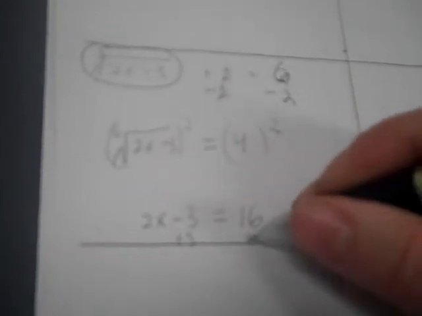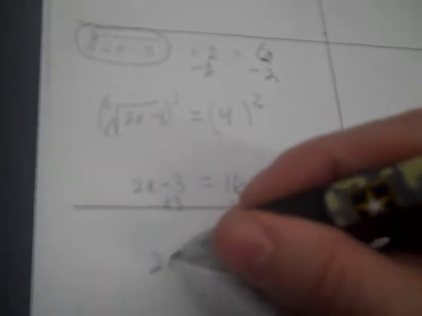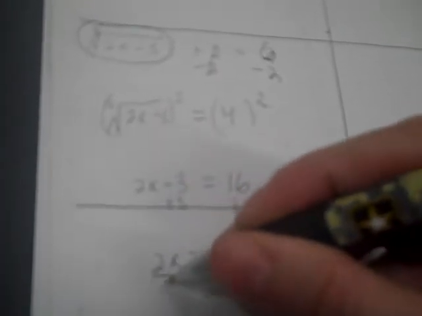You add your 3 to both sides, and 2 times x equals 19, and then divide by 2, and that is 9.5. Now, 2 times 9.5 is 19, but then minus 3 is 16. Well, the square root of 16 is 4. 4 plus 2 is 6. Okay, so that solution is correct.